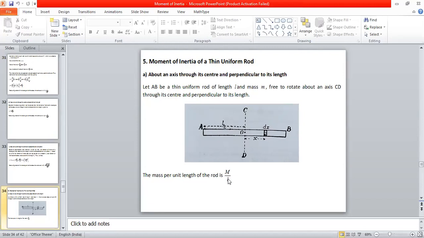Are you following? Yes sir. So therefore mass per unit length of the rod is capital M divided by L. Capital M is mass of the rod, L is length of the rod.